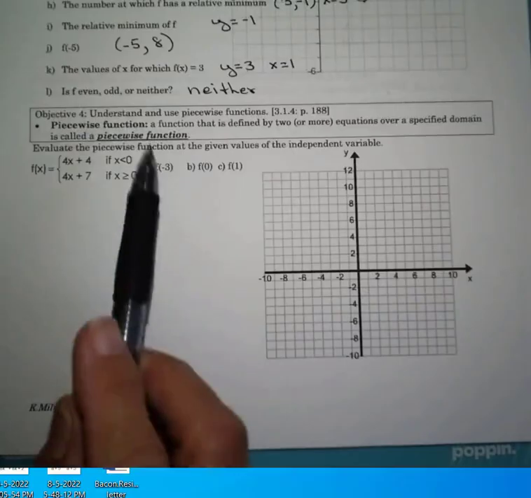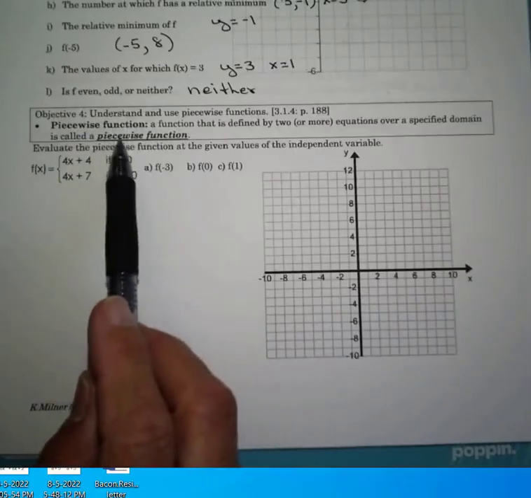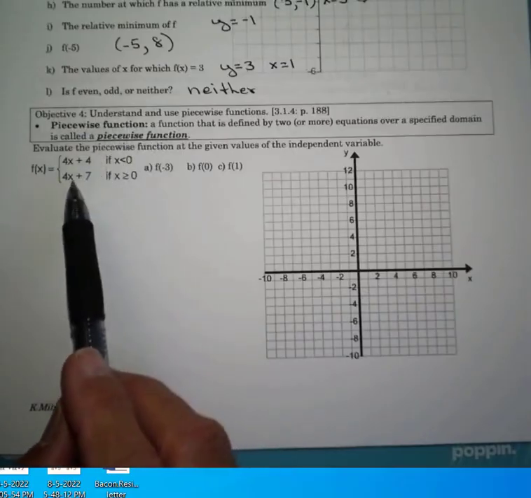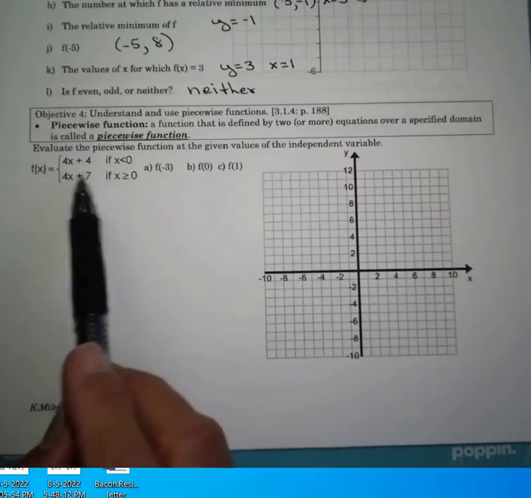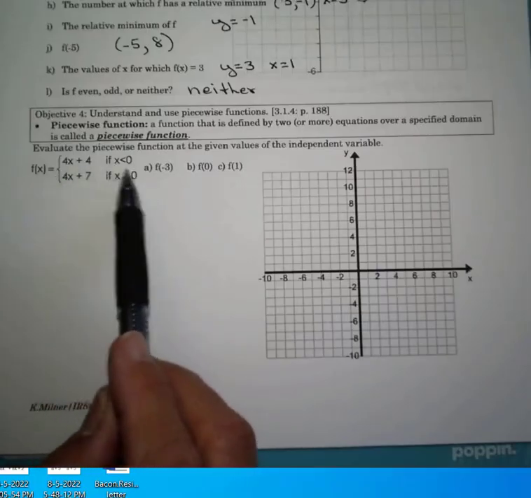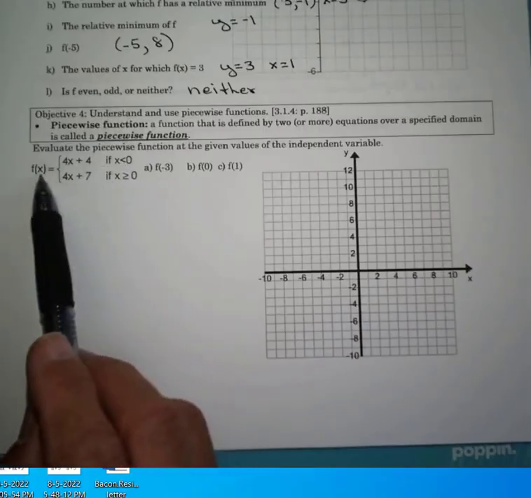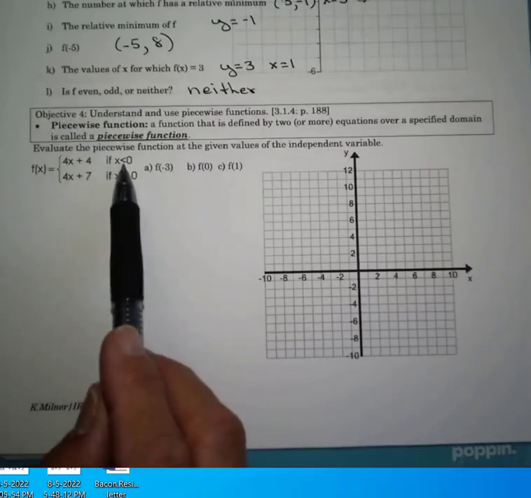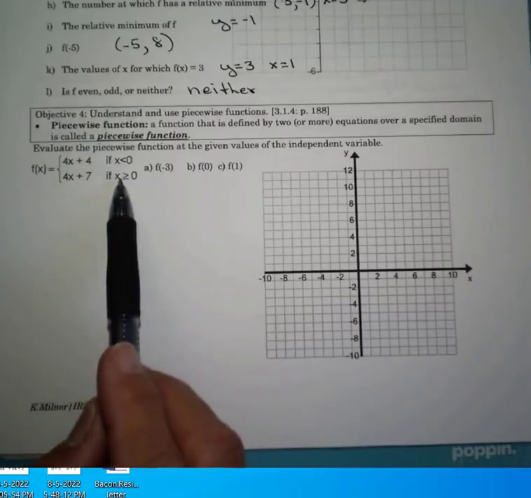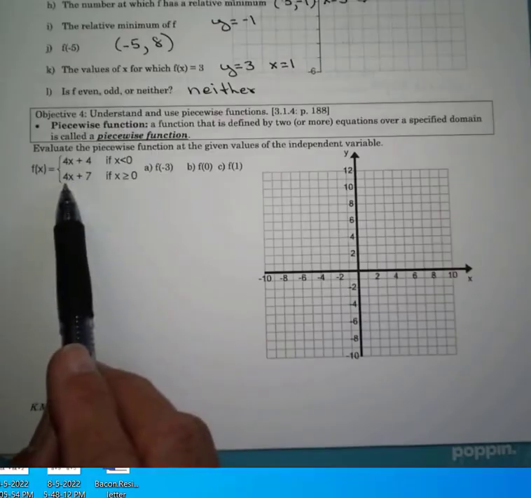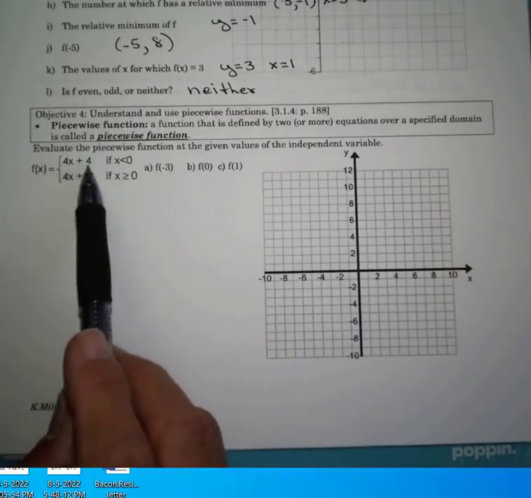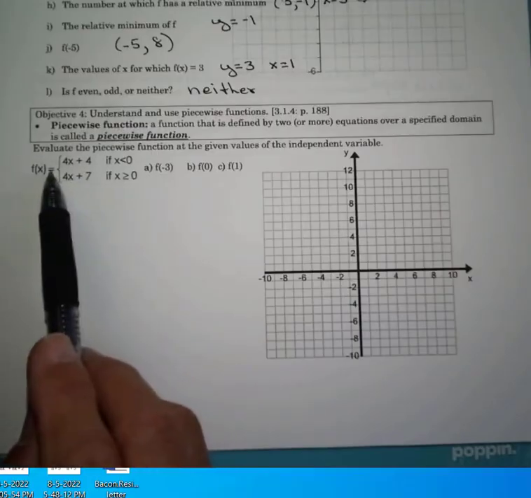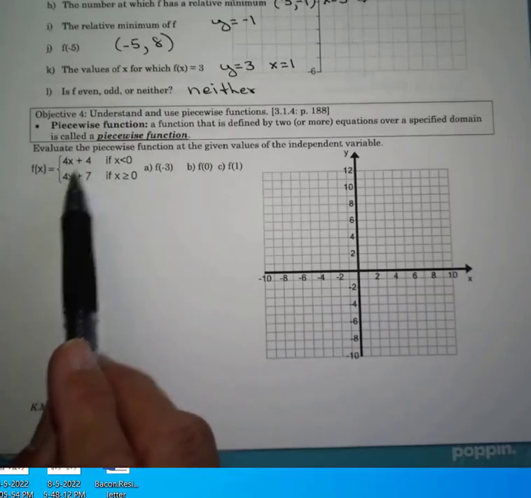Now, another thing we can talk about is something called piecewise functions. Piecewise functions are really two separate functions, and they have separate values depending on what x is. In other words, the function of x is 4x plus 4 when x is less than 0. But if x is greater than or equal to 0, the function is going to be 4x plus 7. You can tell these are linear equations. It would be like y is equal to mx plus b in both of them.